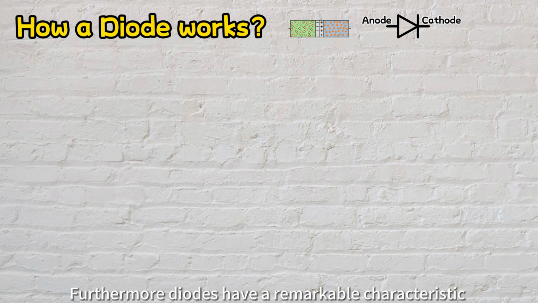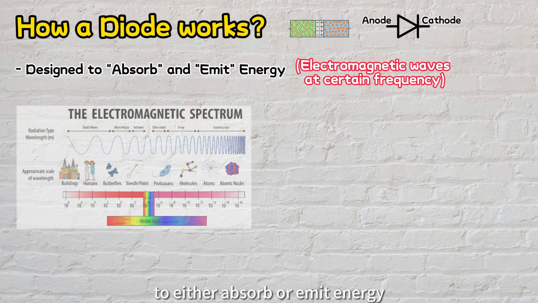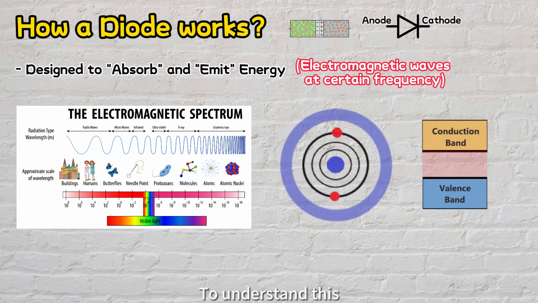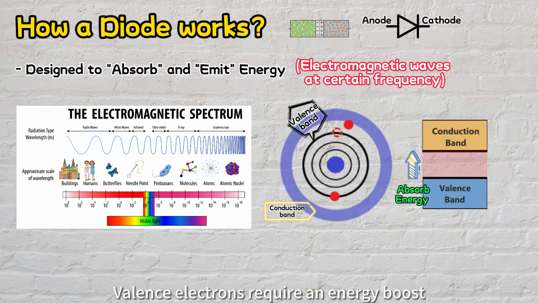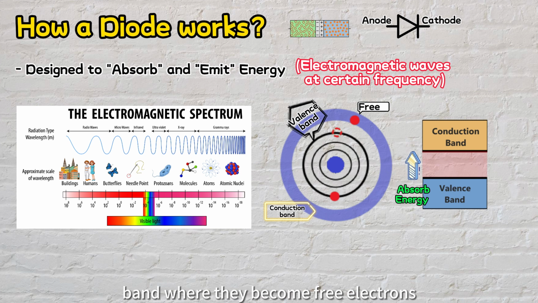Furthermore, diodes have a remarkable characteristic, in which they can be designed to either absorb or emit energy, specifically electromagnetic waves at certain frequency. To understand this, let's look at the structure of an atom. Valence electrons require an energy boost to transition from the valence band to the conduction band, where they become free electrons, capable of conducting electricity.